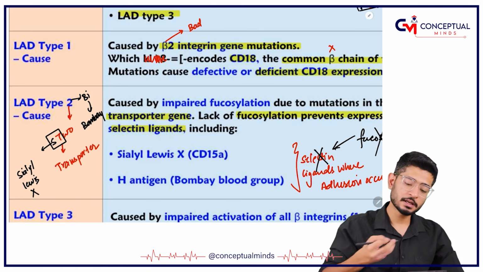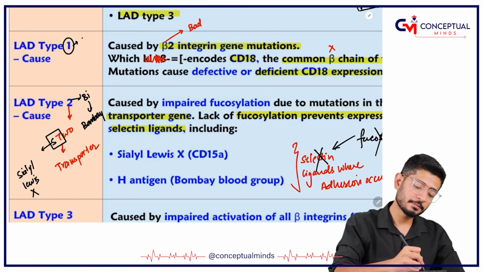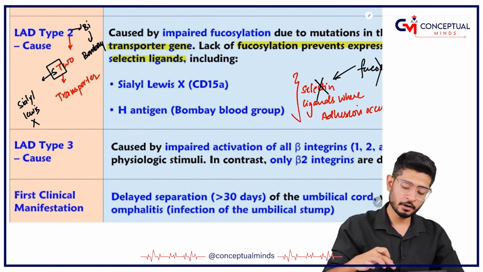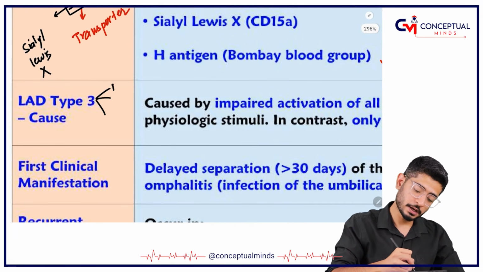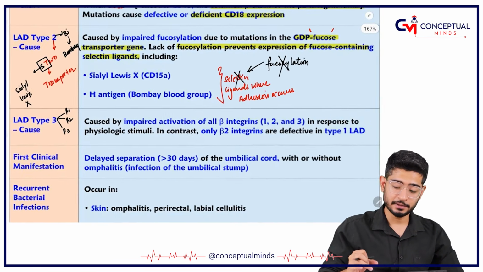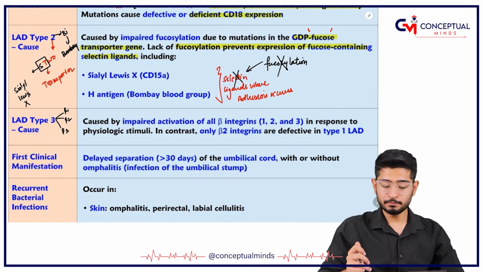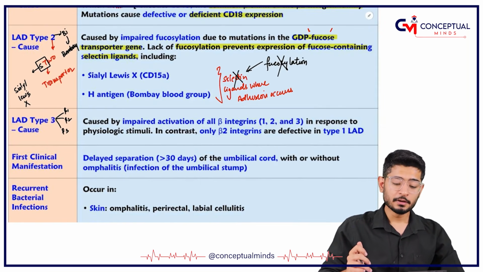H antigen is not there, and in class 1 there is nothing but beta 2 which is at fault, whereas in class 3 all three, beta 1, beta 2 and beta 3, are at defect. That's why this is not going to be working.